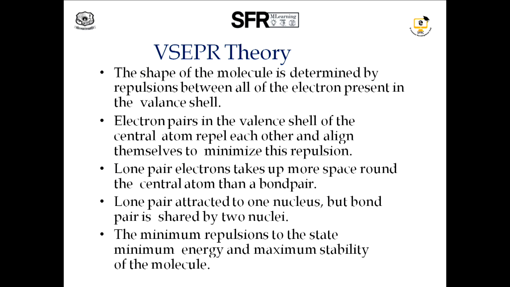So, the assumptions or the postulates of the theory: the shape of the molecule is determined by the repulsion between the electrons present in the valence shell. The electron pairs in the valence shell of the central atom repel each other and align themselves, or allocate the space, to minimize their repulsions. Most probably, the lone pair electrons take more space around the central atom than the bond pair electrons. The minimum repulsion gives the state of minimum energy and the maximum stability of the molecule.